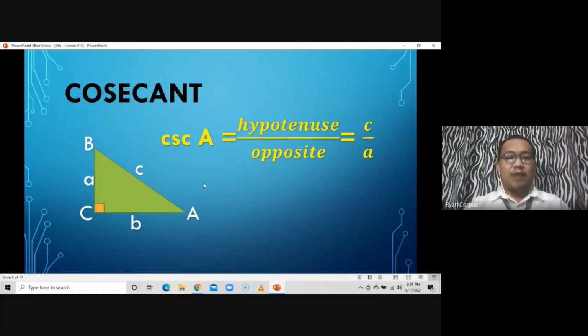So, with regards to angle A, cosecant A is equal to hypotenuse over opposite. This is the hypotenuse, that is C, over opposite, which is A. So, that will come up with the ratio C over A with this given right triangle. So, we just simply apply hypotenuse over opposite as the trigonometric ratio for cosecant. Again, cosecant is the opposite of sine.